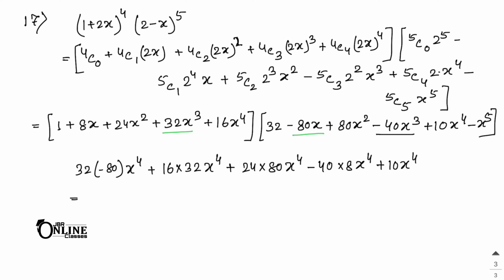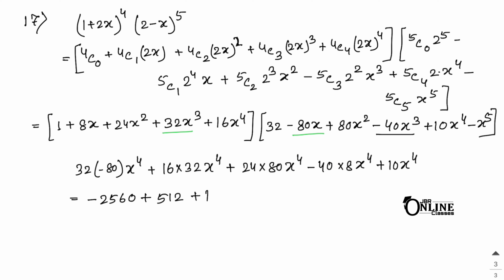So now here 32 into 80, it becomes minus 2560. Next one you have 16 into 32, that equals 512. Next one you have 24 into 80, that equals 1920. Next here 40 into 8, that equals minus 320. And last one here 10 multiplied with x to the power 4.